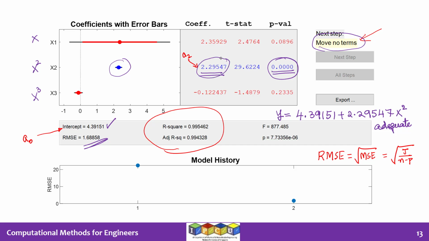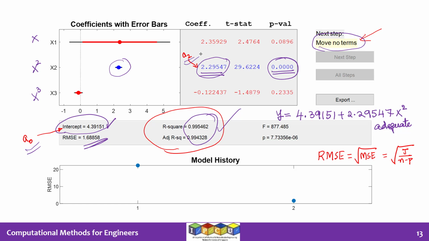It basically says A1 is like 0. It says A3 is like 0. Only A2 times X squared is important. That's what it says. And if you look at R squared and adjusted R squared, these values are obscenely high. They are almost close to 1. So this is a good thing. And if you look at this intercept, the intercept value is 4.39151. That means A naught is 4.39151. So we have got A naught, we have got A2.